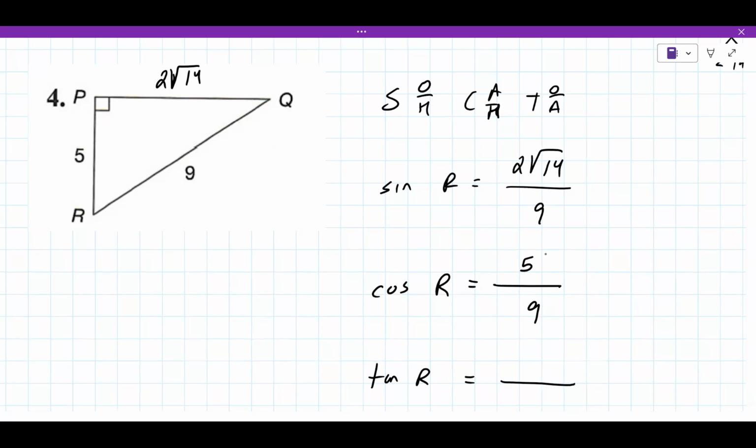And then the last one here, tangent of R. Can you give me that top value first? 2 square root of 14, over 5.